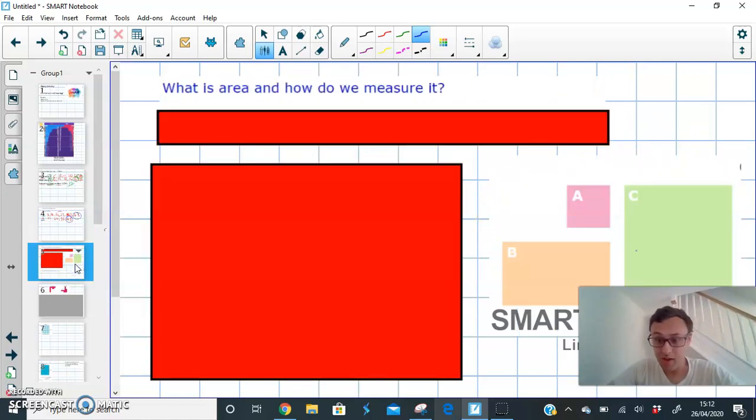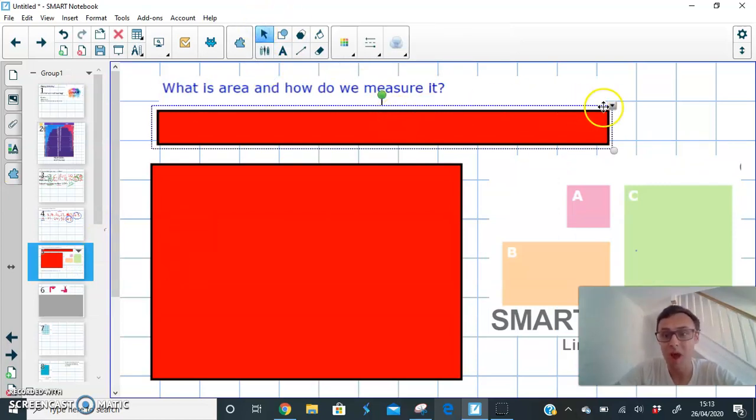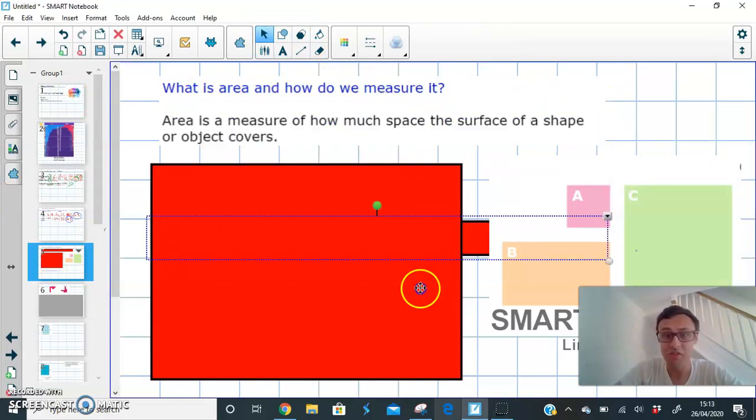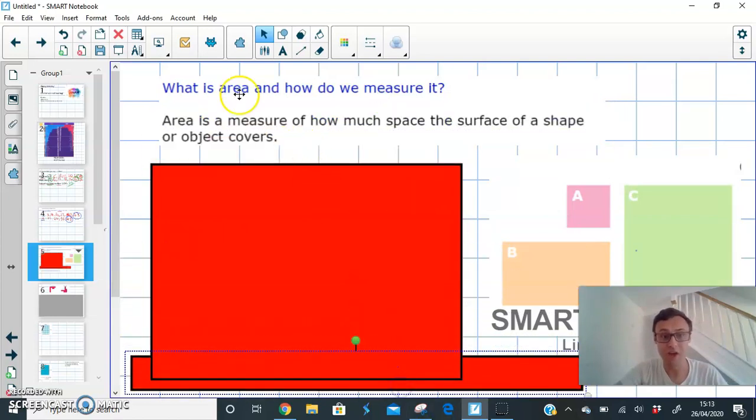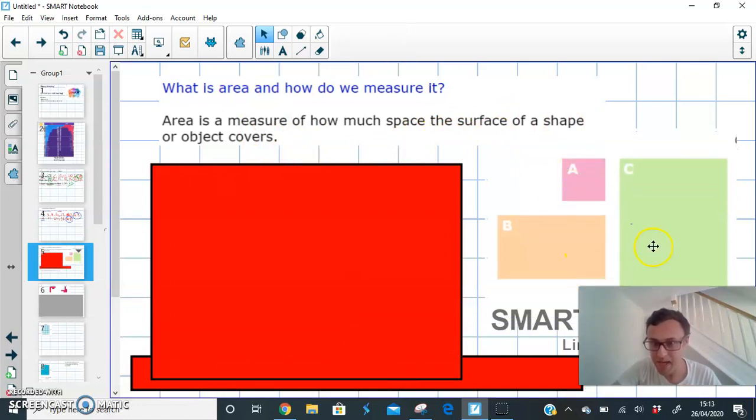Now, last week we did perimeter. This week we're doing area. So what is area and how do we measure it? Well, quite simply, area is just the space inside of a shape. So area is a measure of how much space is inside the surface of a shape or the object it covers. Now you can see here faintly we've got A, B and C.